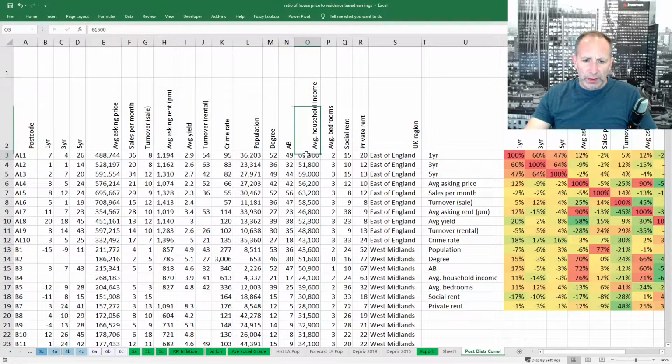Okay, household income would be the aggregated household income, by a single earner or a couple or whatever, the overall income into the house per year. Bedrooms, self-explanatory. Social rent is the proportion of housing stock that is available as social rent. In other words, local authority housing, that kind of thing.